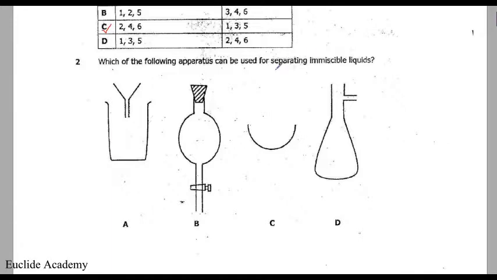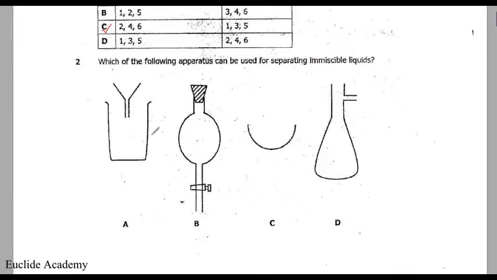Which of the following apparatus can be used for separating immiscible liquids? Now, what are immiscible liquids? So we have this, and we have that. What are immiscible liquids? These are liquids which you cannot mix. They cannot be mixed.